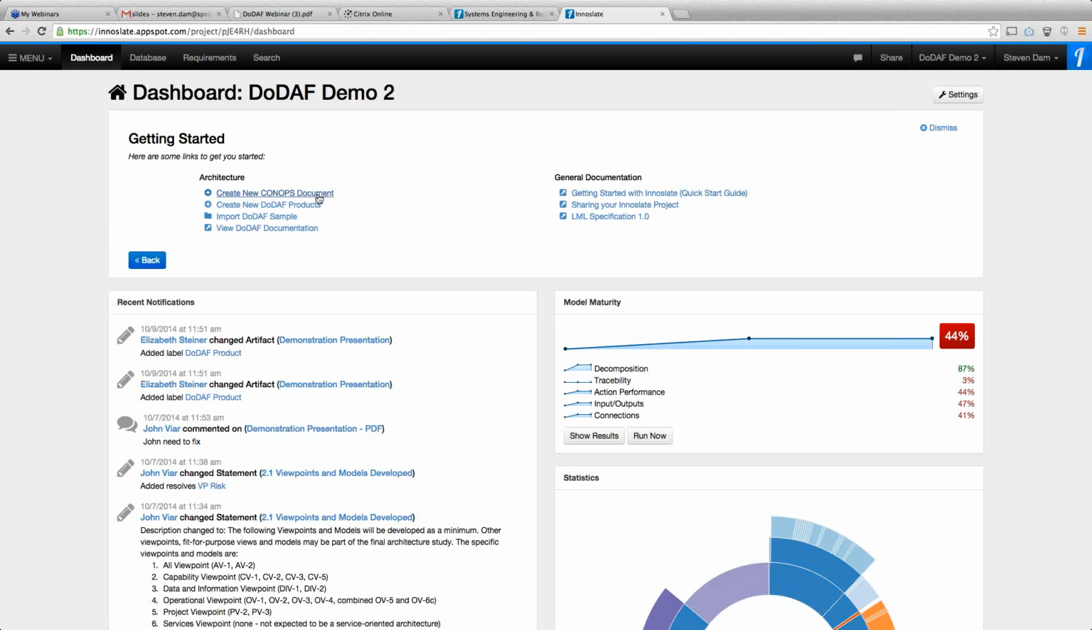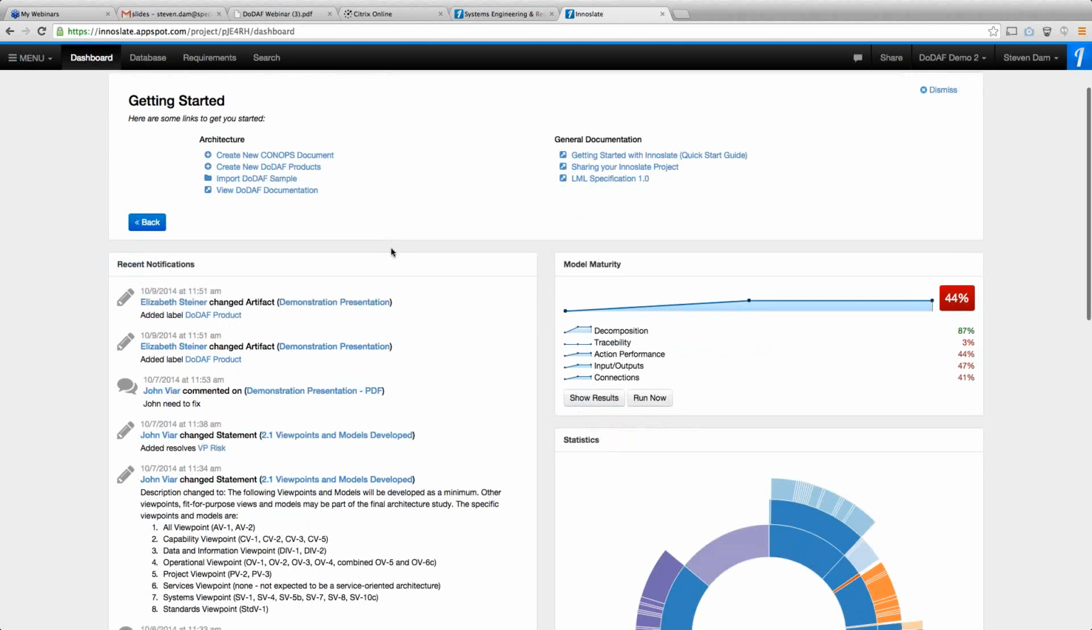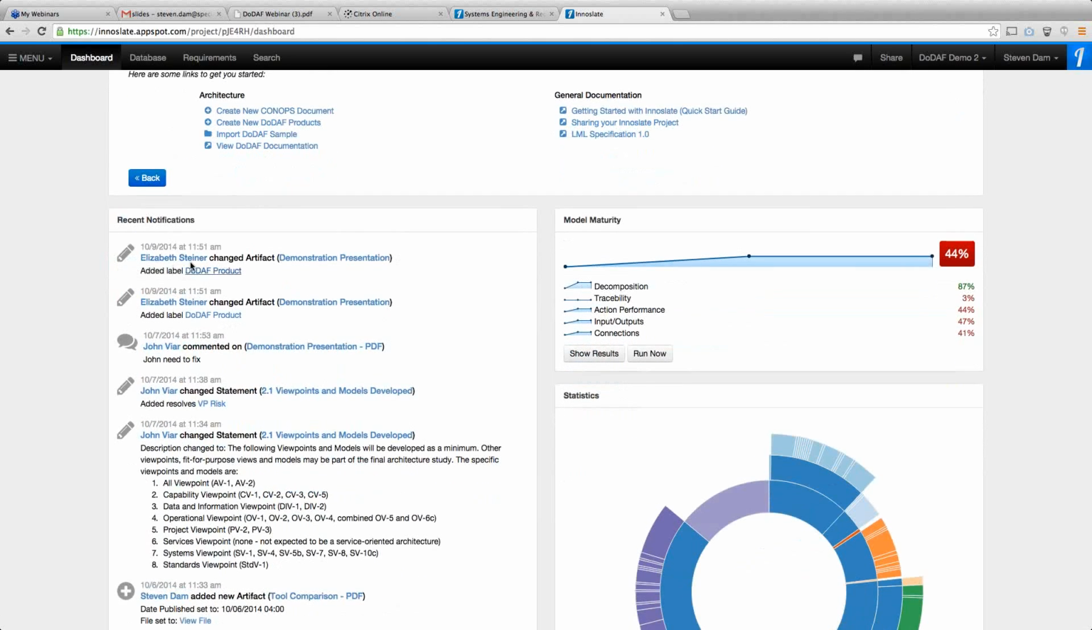I can create a new ConOps document. I can create new DoDAF products. I can import a DoDAF sample. Again, this is a good thing if you want to try it for yourself and see what it looks like. And I have a little bit broader version I'm going to show you in a minute. And then, of course, view the DoDAF documentation and some other information about general starts. So this dashboard also shows you, when you start using it, recent notifications: who changed what, when.